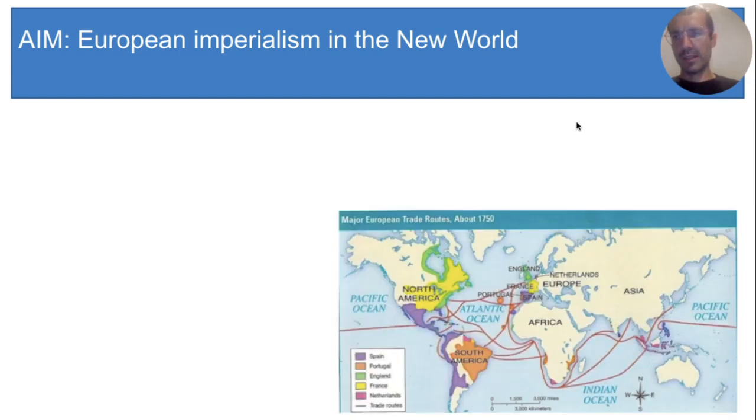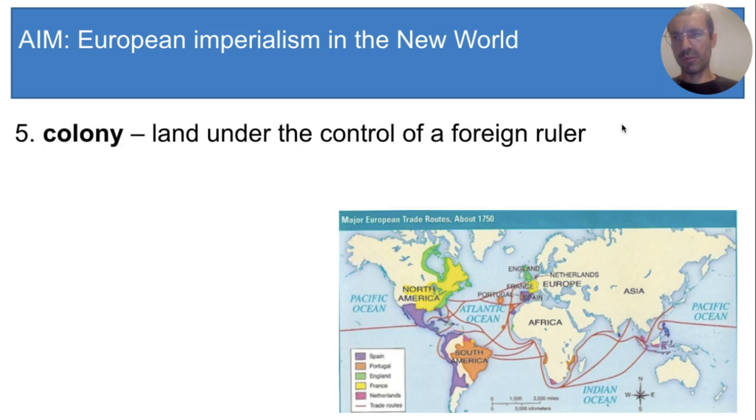A colony is land under the control of a foreign ruler. During the process of imperialism, the lands that each European country took over became the colonies of that country. If you look at this map, all the shaded areas are places that by the year 1750 had become colonies of different European countries.